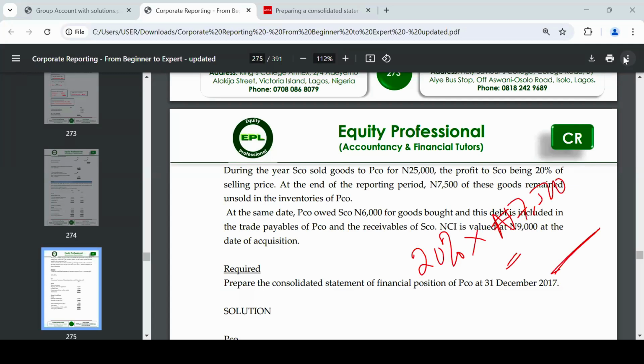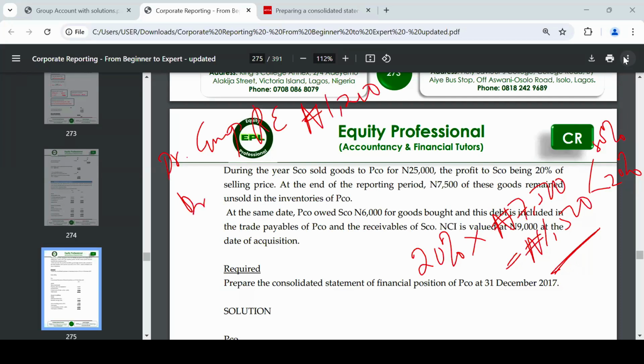And that should be how much? 7,500 divided by 5, that's 1,500. So it is this 1,500 that I'm now going to split between 80% and 20%, meaning that we'll be debiting group retained earnings. How much? 80% of 1,500, which should be an amount 1,200.